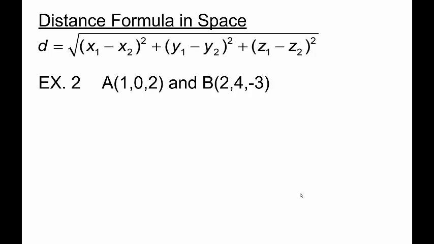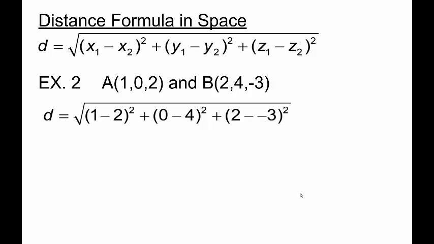Okay, so in this example I have 2 ordered triples. A is located at 1, 0, 2, and B is located at 2, 4, -3. So we're going to find the distance between A and B using this formula. So first step is to plug in these ordered triples into the formula. I'm going to say that the A's represent the 1s, so x1, y1, z1, and B's represent the 2s, x2, y2, z2. So I have that the distance equals the square root of 1 minus 2 all squared plus 0 minus 4 all squared plus 2 minus -3 all squared.